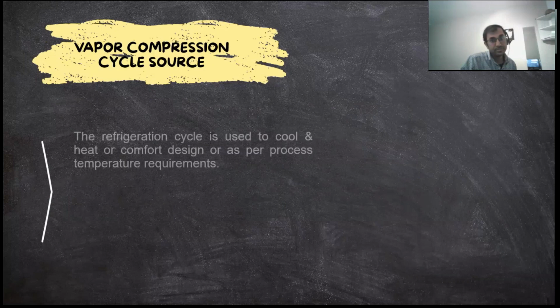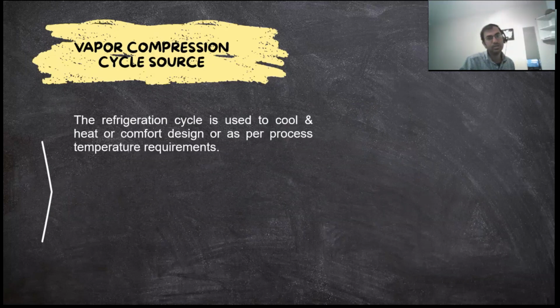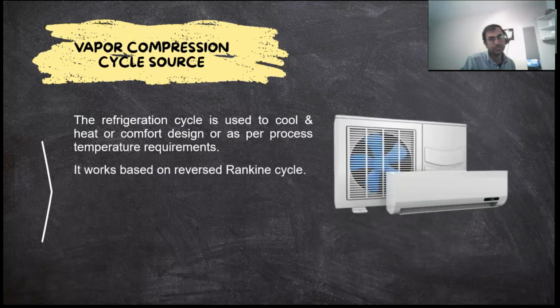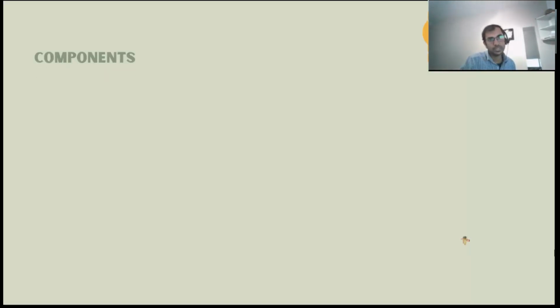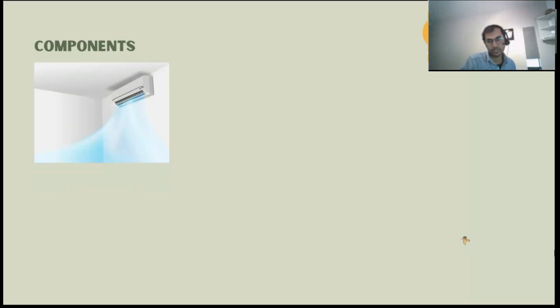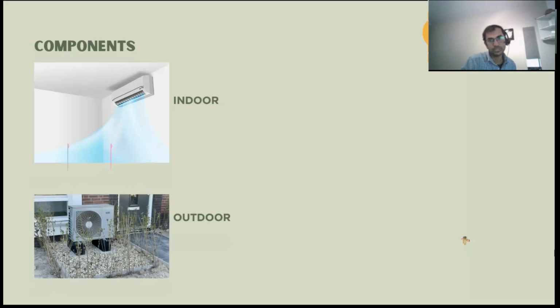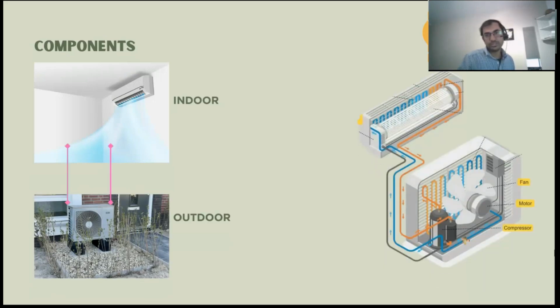The refrigeration cycle is used to cool and heat, or for comfort design, as per process temperature requirements. It is basically based on the reversed Rankine cycle, and heat flows from low temperature to high temperature. Let's try to understand the components. First, we will learn in our room AC. This is the indoor unit and this is the outdoor unit. If you see the isometric, this is our indoor unit and this is our outdoor unit.